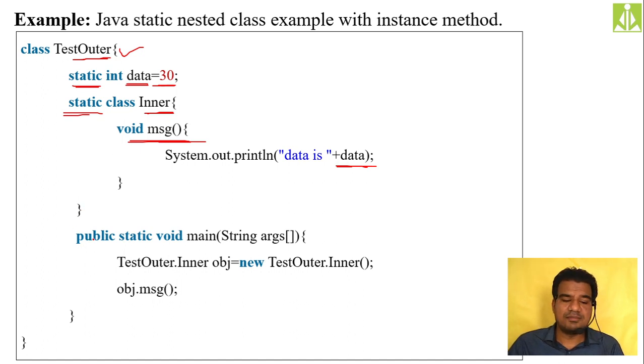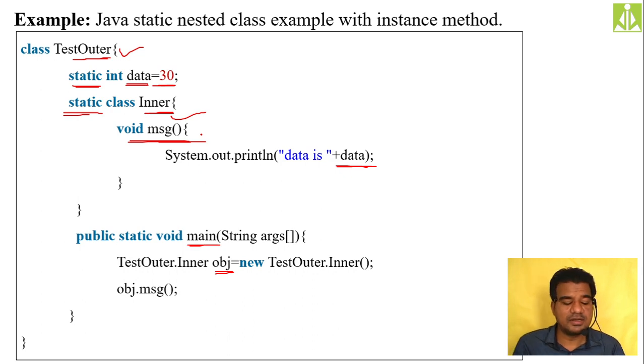Then I am keeping my main method, and inside the main method, you just check how I am accessing this inner nested class. In order to create the object of this inner nested class, what I am doing is TestOuter.Inner, object name equals new TestOuter.Inner. Now using this object, I can invoke the message method.